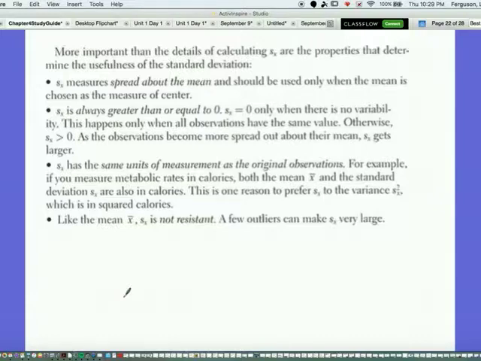Standard deviation has the same units of measurement as the original observations. For example, if you measure metabolic rates in calories, both the mean x bar and the standard deviation S sub x are also in calories. This is one reason to prefer standard deviation to variance, which is S sub x squared, which is in squared calories. Like the mean, x bar, standard deviation is not resistant. A few outliers can make standard deviation very large.